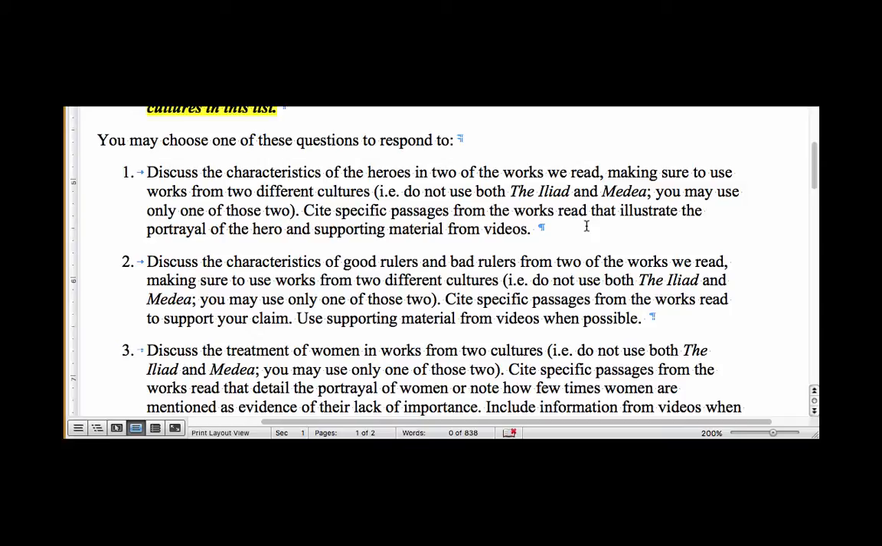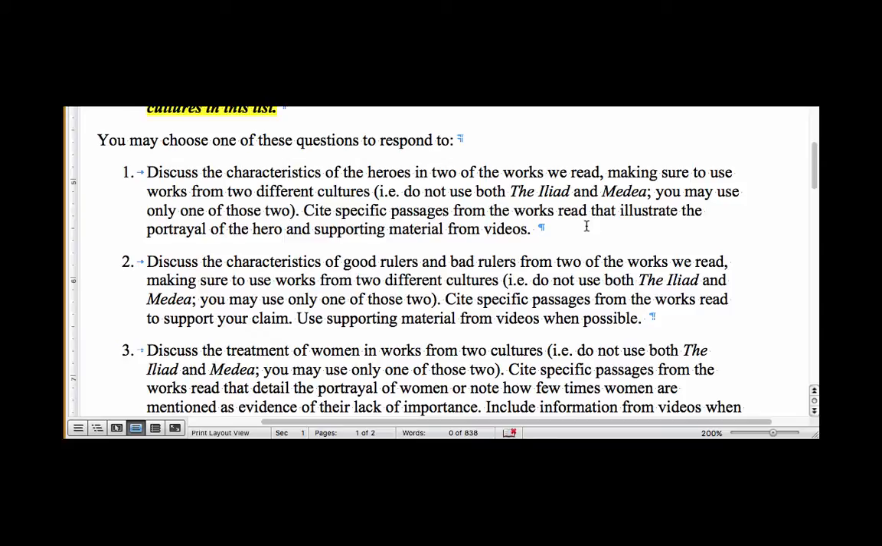Frankly, this is a very easy question to respond to, particularly if you choose to compare the heroes in Genesis to the heroes from either the Epic of Gilgamesh or the Iliad. Because the heroes in Genesis are very, very different from the heroes in Gilgamesh and the heroes in the Iliad. They're not militaristic, right? They're domestic heroes. And so the differences between Genesis and Gilgamesh and the Iliad are very noticeable.